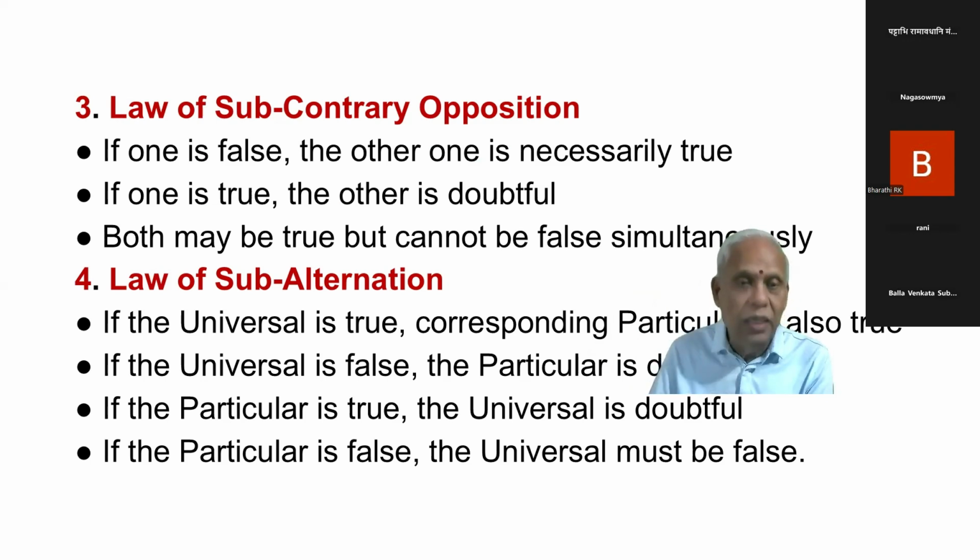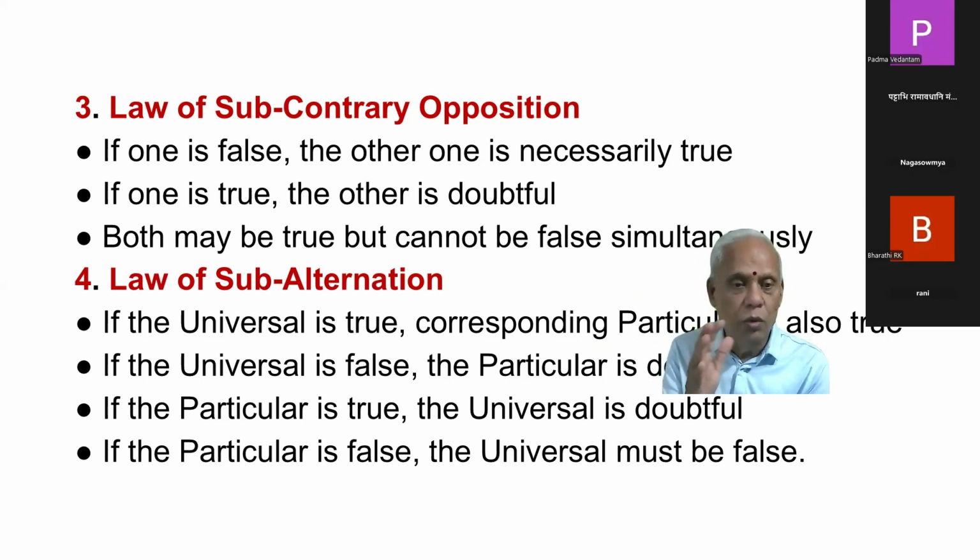If I say "some are good" is true, is it necessary that "some are not good" is also true or false? You cannot say that, because if "some are good" is true, "all are good" may also be the case. It is not necessary that the other some are bad or not good. We don't know the status of those people. We are not giving you any data about the other people. Therefore, when "some are good" is true or "some are not good" is true, we cannot say the status of the other one. Therefore, the other one is doubtful.